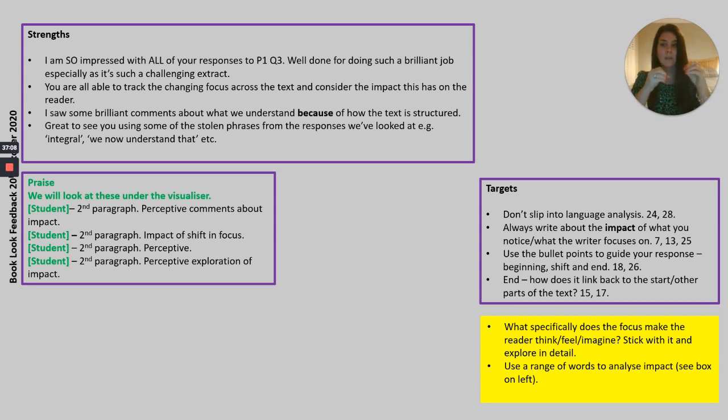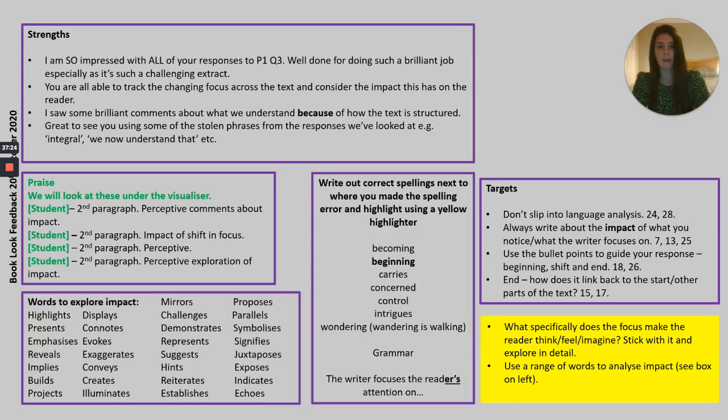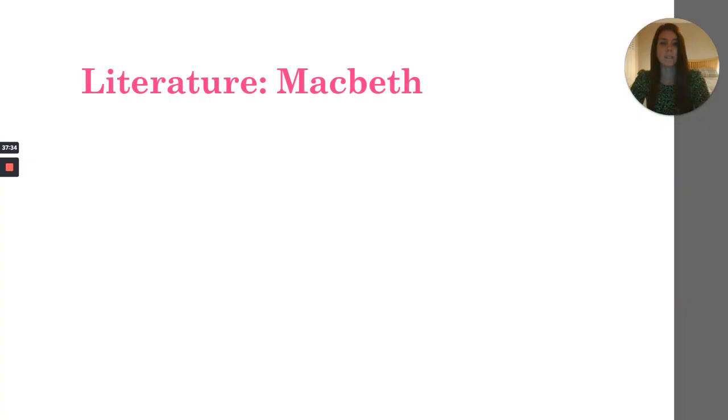And then these were the things that I thought that everybody needed to work on, that there was work to be done on the specific impact of the order of the text. What does it make the reader think, feel, or imagine? And that students need to stick with that and explore that in more detail, and that what might be helpful for them is using a range of words to analyse the impact. So I included those on the sheet, and then students have those for future, that they can use a range of these analytical verbs here to analyse the impact that it has on the reader.